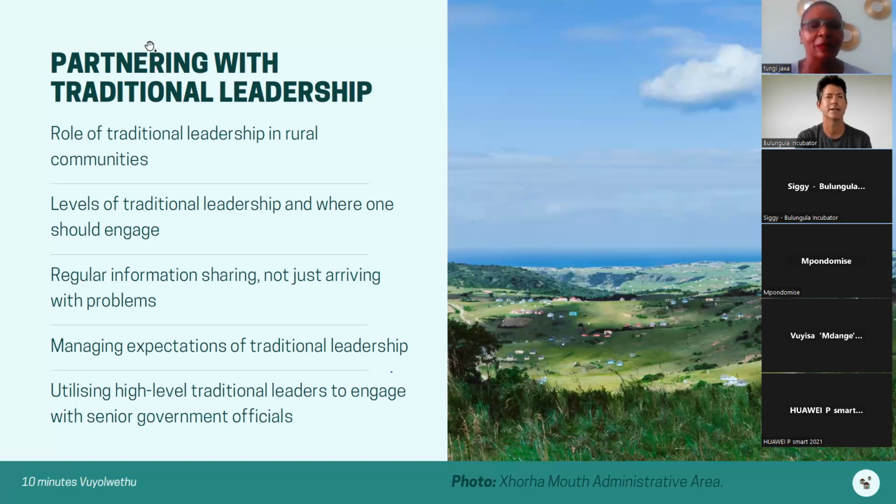Just to say, we as the Bulungula Incubator have been very lucky. I've been here more than 20 years, and our strong relationship with the traditional leaders here, I think, has been an absolute key to our success. Often in the media one reads negative stories about traditional leaders, and often it's because there's some bad story that gets put in the newspaper in the first place, and all the traditional leaders who are working hard and making a real difference don't get any media.